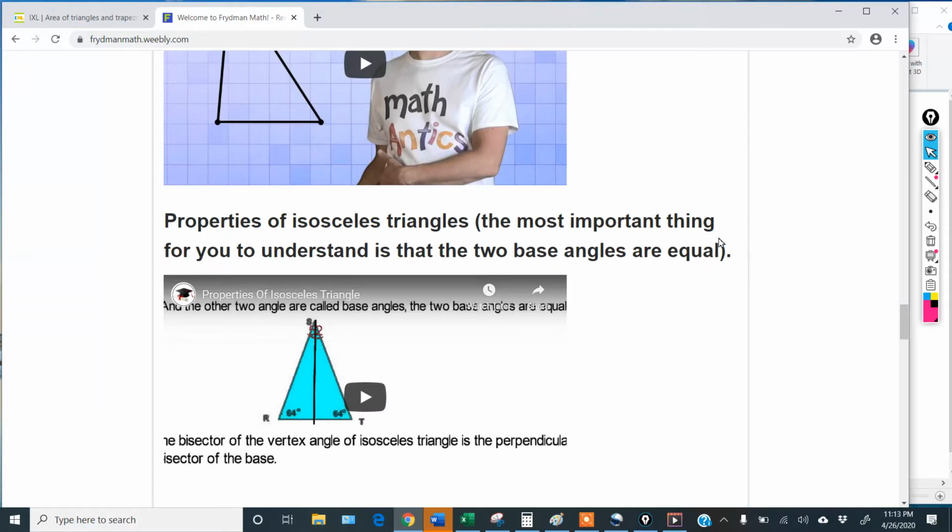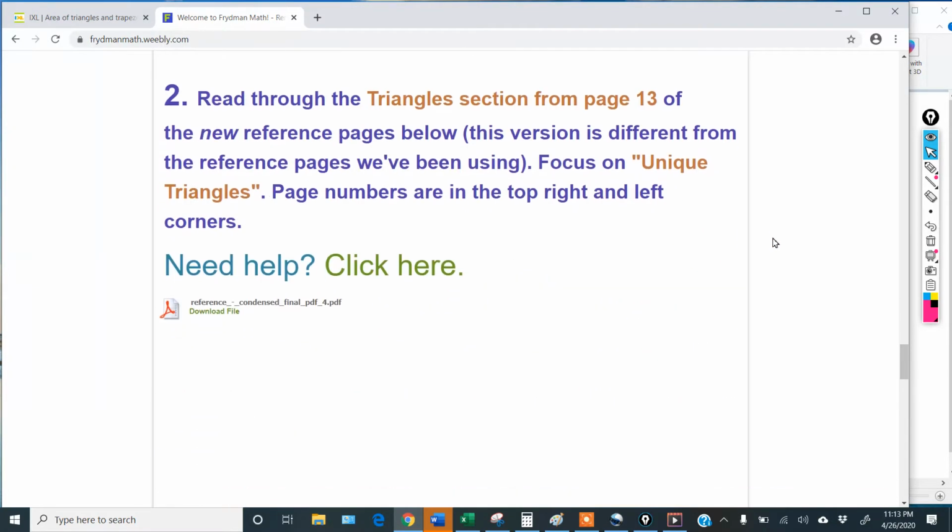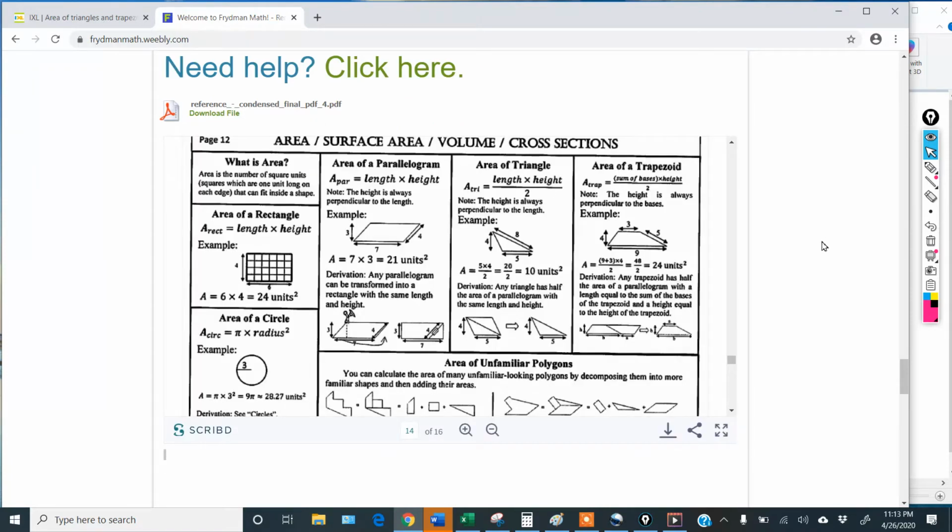That explains how to find the areas of rectangles, parallelograms, triangles, and trapezoids. So watch that. And you should also look through the reference pages, which we're going to do right now. So I'm already here on page 12. And we're going to read right now how to find the area of a triangle and how to find the area of a trapezoid, which is also explained in the video.